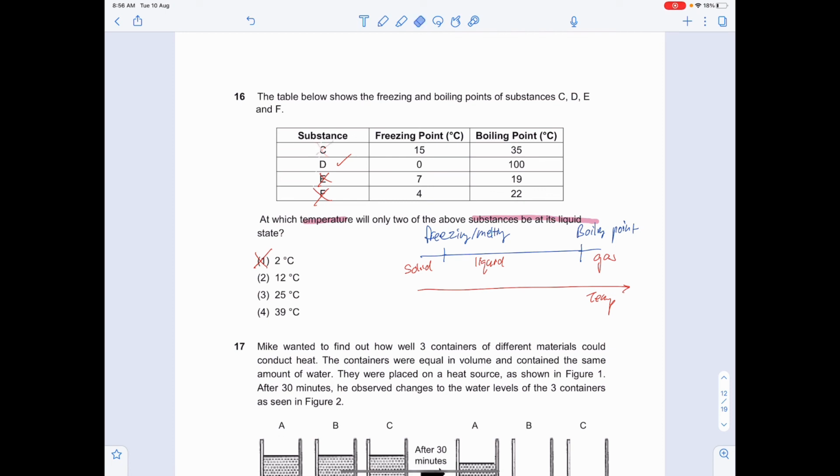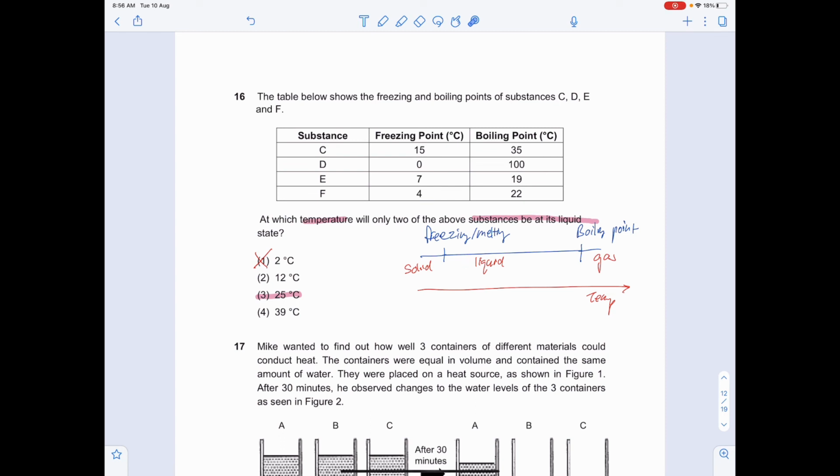So due to time constraint, I'm just going to go to the correct one. So the correct one is actually 25 degrees. So let's take a look at why is that the case. Now for C, the freezing point is at 15. So at 25, it's somewhere here.